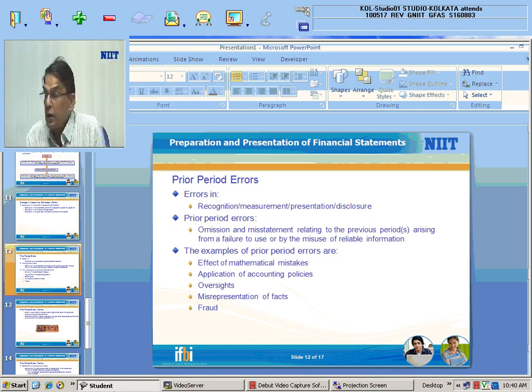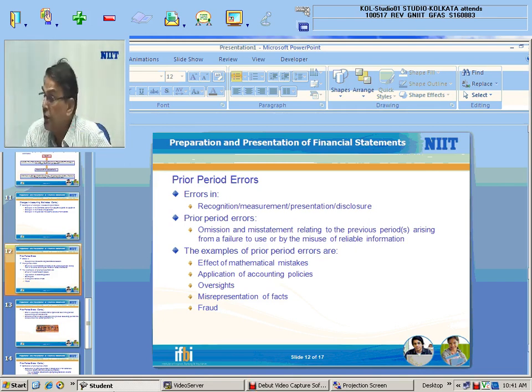So prior period errors are basically omissions and misstatements relating to the previous, earlier periods, arising from a failure to use, or by the misuse of, reliable information. Some of the examples of prior period errors are: it could be the effect of mathematical mistakes, it could be due to wrong application of accounting policies, it could be simply oversight, something has not been noticed, it could be due to deliberate misrepresentation of facts or fraud.